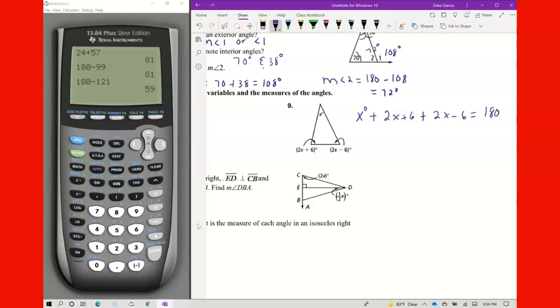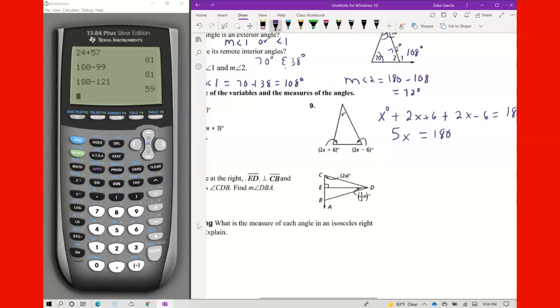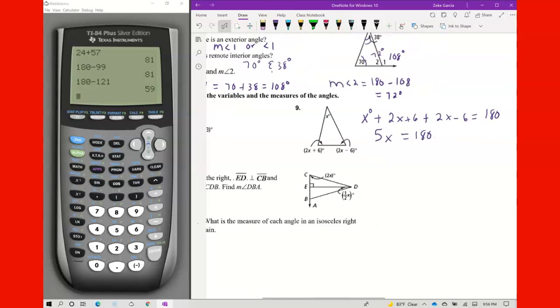So you have x plus 2x plus 2x, which gives you 5x. And then we have 6 minus 6, which is 0, which is equal to 180. Let's go ahead and divide by 5. So we have x is equal to 180 divided by 5, which gives you 36.